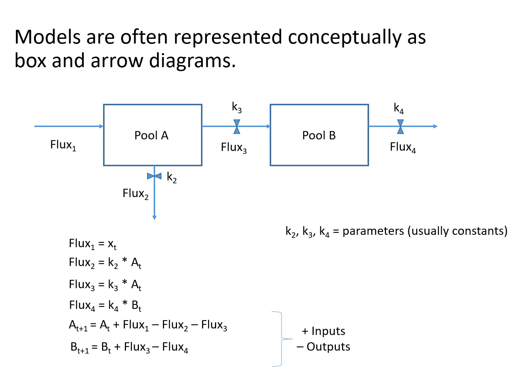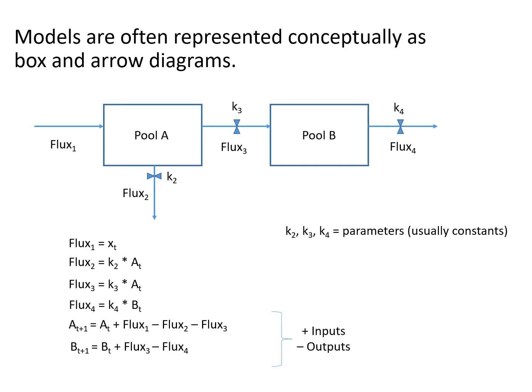So we have pool A and pool B. We have flux 1, which might just be x sub t. So that might be a time series of, like I said, it could be a time series of solar radiation. It could be a time series of the rate at which juveniles are being added to a population. All depends on your definition.